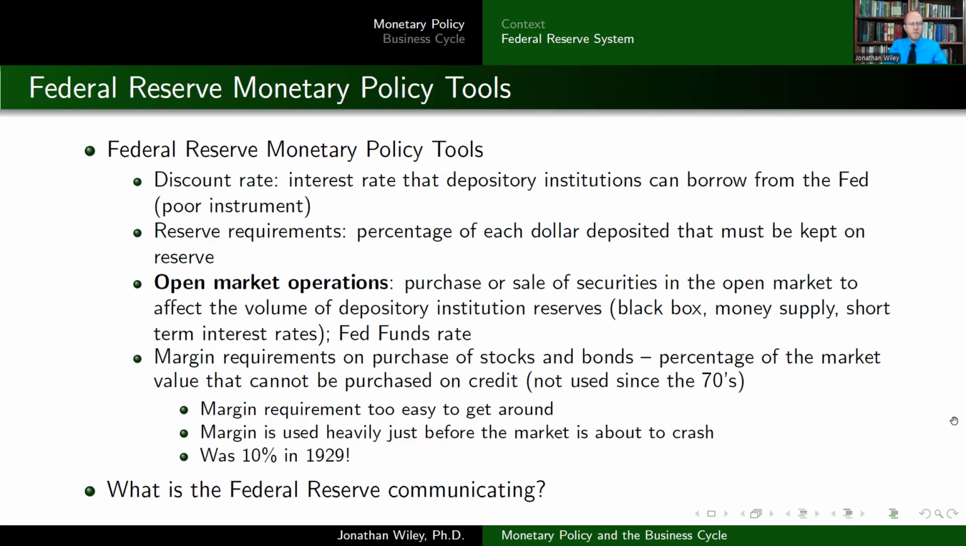For the reserve requirements, though, the idea is this specifies the percentage of each dollar that's deposited that the bank has to keep on reserve to ensure that if a bunch of people show up and want to pull their money out on a given day, the bank has enough money to pay it out. So they can't lend everything out. They have to keep some of it on reserve. The reserve requirement specifies how much they have to keep on reserve. So the Federal Reserve can change that.